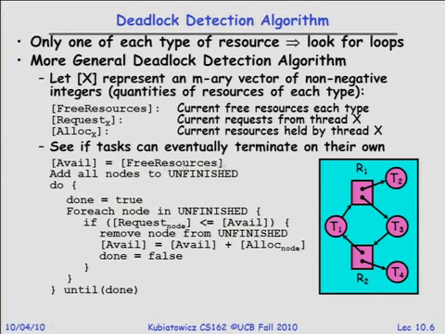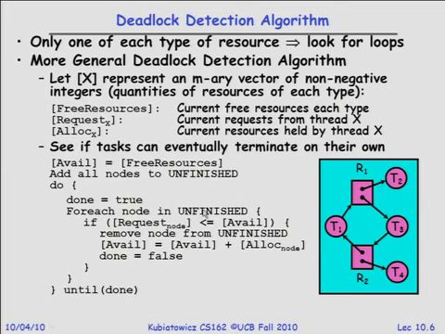So we put all the threads into the unfinished category. Then we go through, and for every unfinished thread, we say, gee, is the number of resources I need less than or equal to the number that are available?